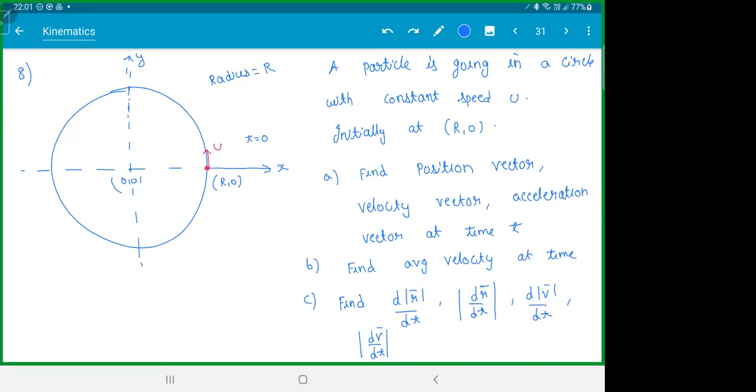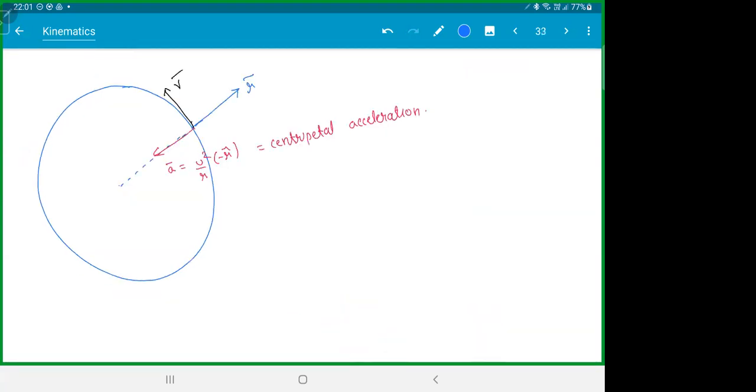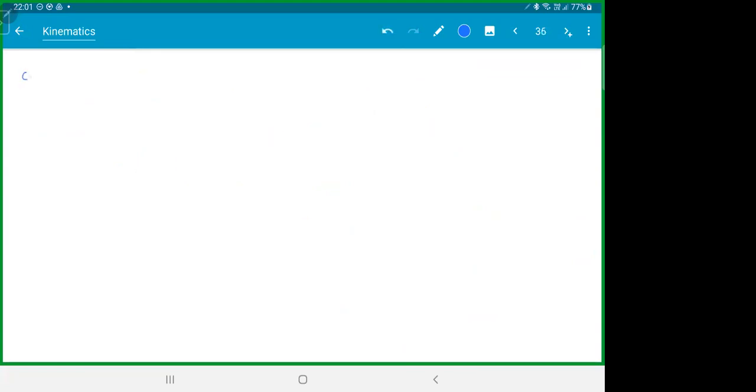Here, d mod r by dt. So how to do this thing? Let's try to understand what each thing means. d mod r by dt. You know what I'm asking here? I'm asking you rate of change of length of the vector. You're getting it? I'm not asking you rate of change of vector. Both are totally different things. So what I'm asking is the rate of change of length of the vector.